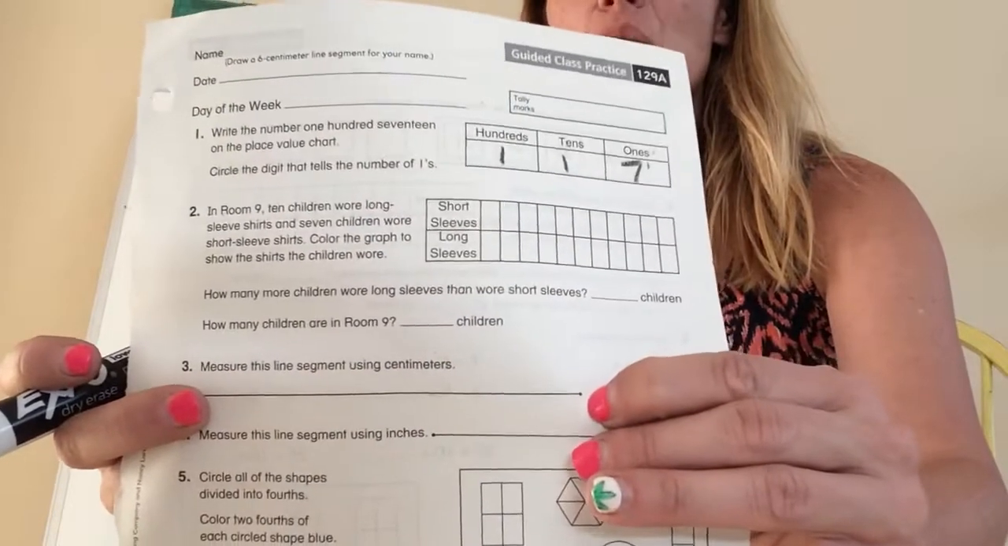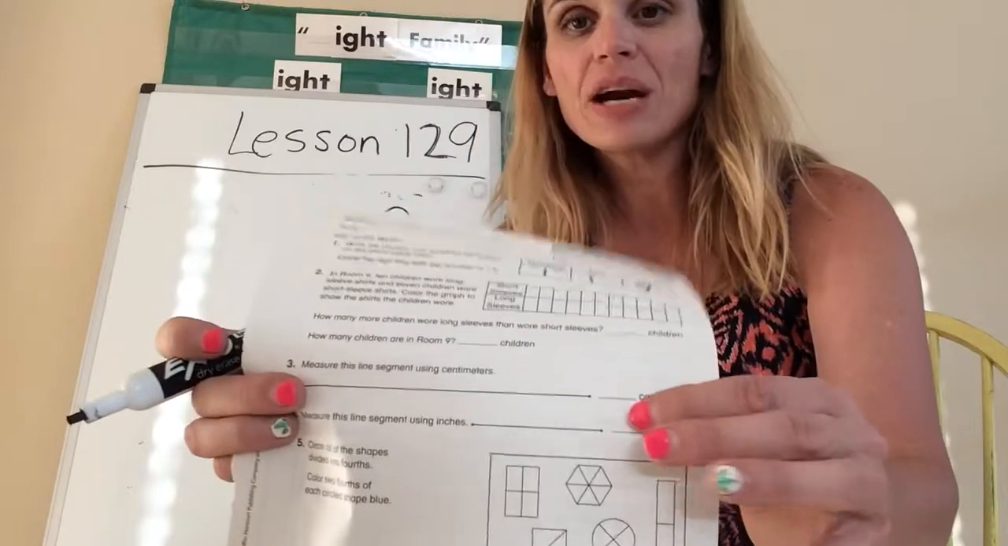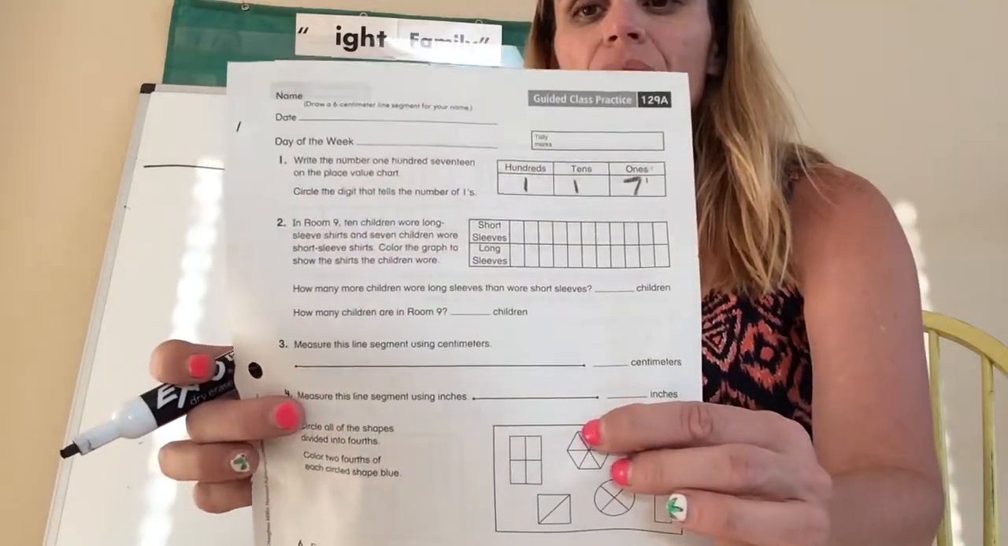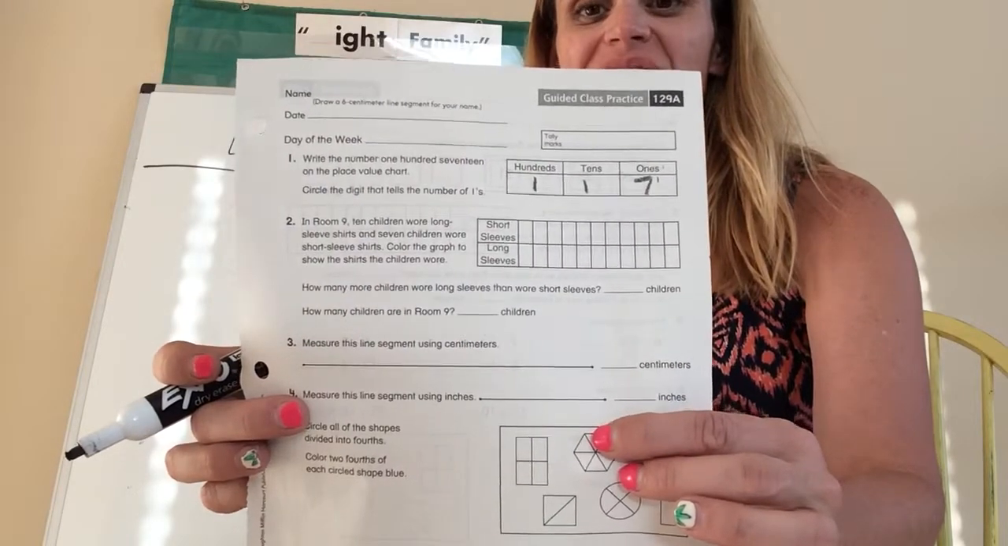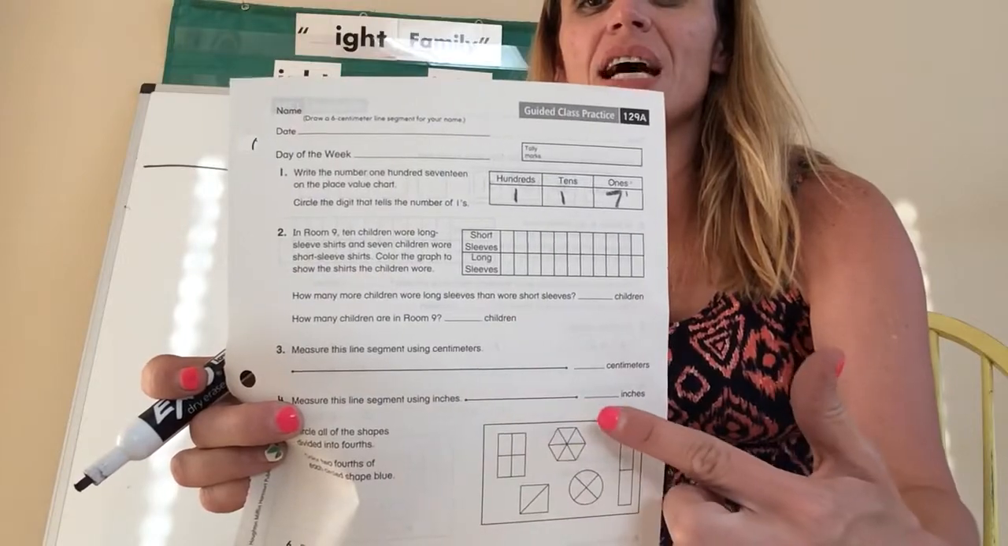All right, now you're going to measure this line segment starting at the dot and all the way to the end with centimeters. Make sure it's numbers closer together and then write your answer. Then turn your ruler around and you're going to measure in inches from this dot right here to this dot. All right?